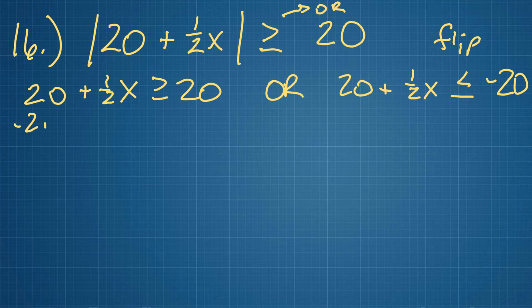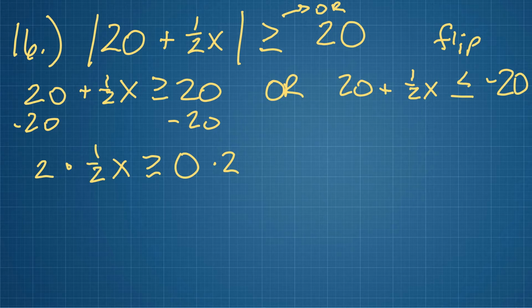I'm going to solve. I'm going to get rid of the 20 first. I minus 20 from both sides. I get 1/2 x is greater than or equal to 0. Multiply both sides by 2. 0 times 2 is just 0, so I get x is greater than or equal to 0.